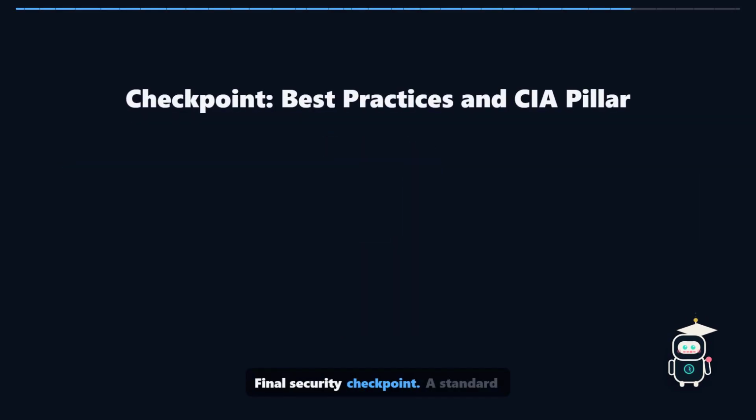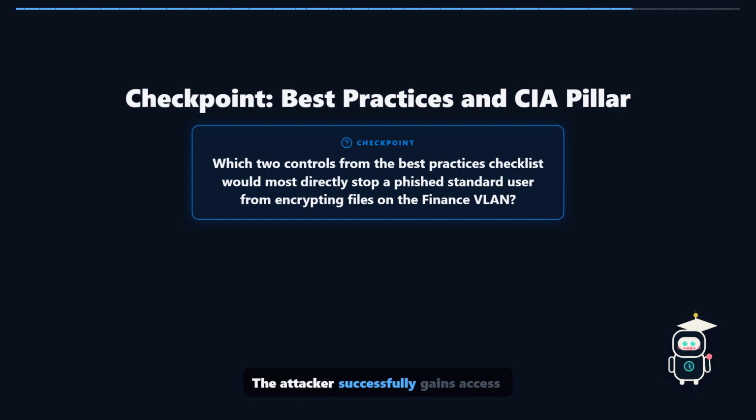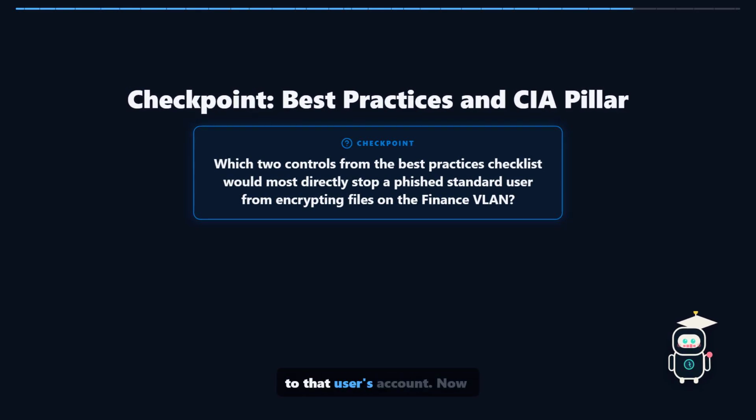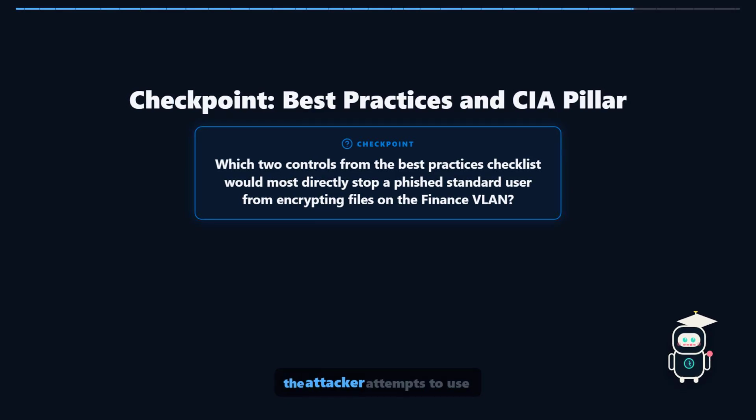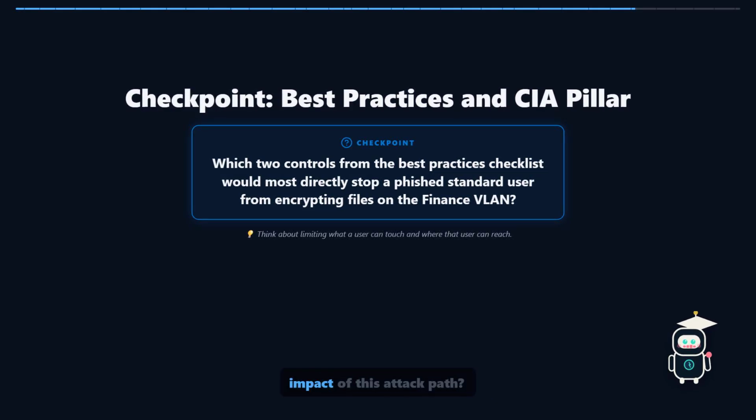Final security checkpoint. A standard user receives a phishing message. The attacker successfully gains access to that user's account. Now the attacker attempts to use the compromised identity to encrypt files in a finance share. Which controls could reduce the impact of this attack path? Pause and think of at least two.